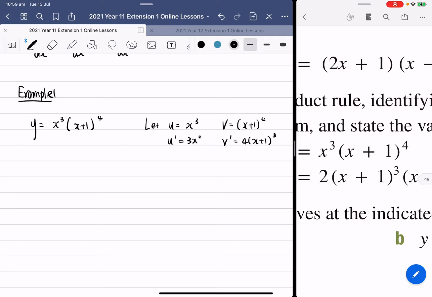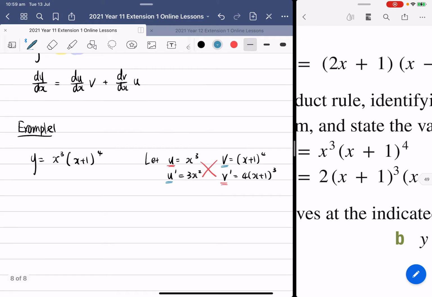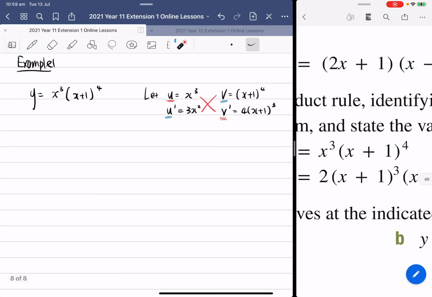Now once you finish that, you can cross multiply like that. And that becomes the product rule because, as you can see here, you've got the original function u times the derivative of v, then you have the original function v times the derivative of u, which is exactly the formula up here. So the product rule tells you that dy over dx is equal to the cross multiply. So it becomes 4x to the power 3, x plus 1 to the power 3, plus 3x squared, x plus 1 to the power 4.